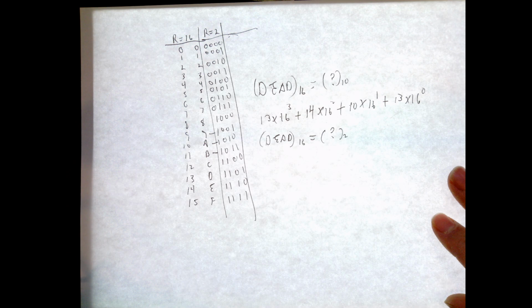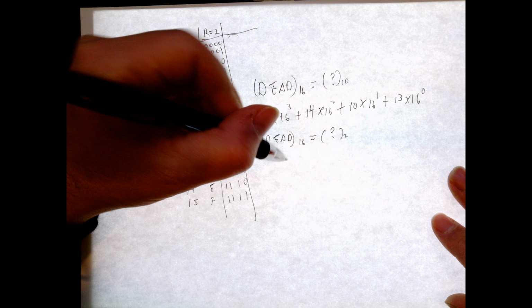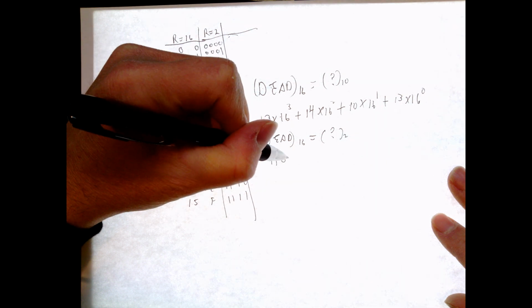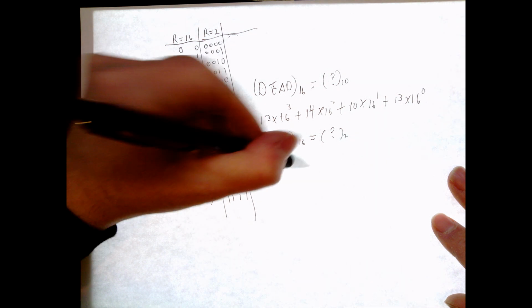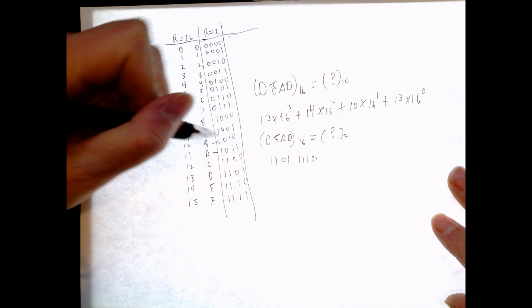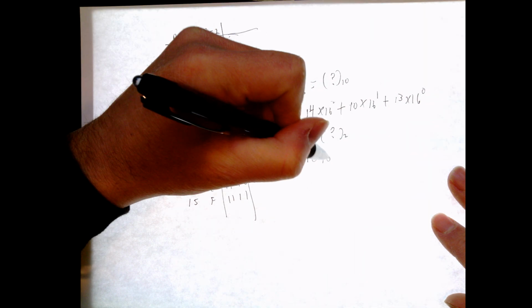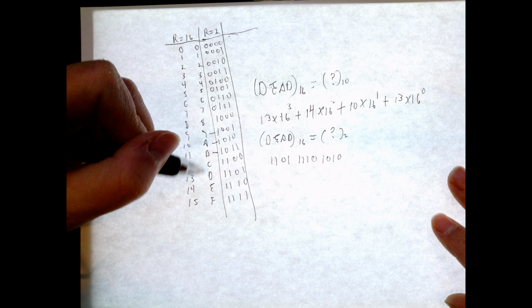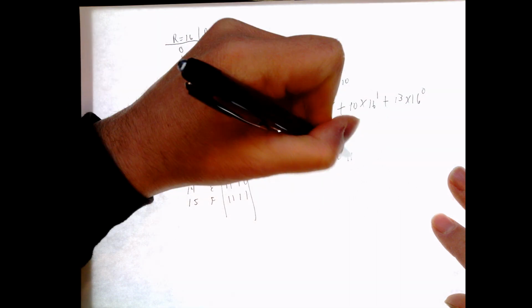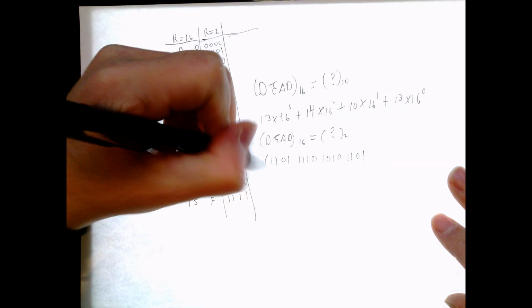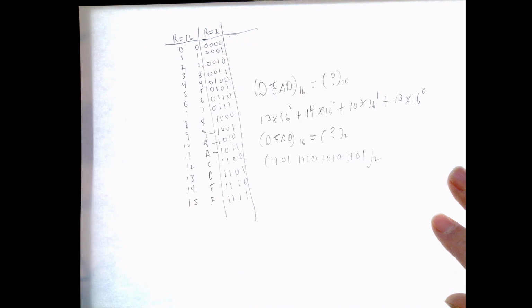Well, you can do that by direct examination. D is 1101, E is 1110, A is 1010, and D is 1101. And that's your base 2 result.